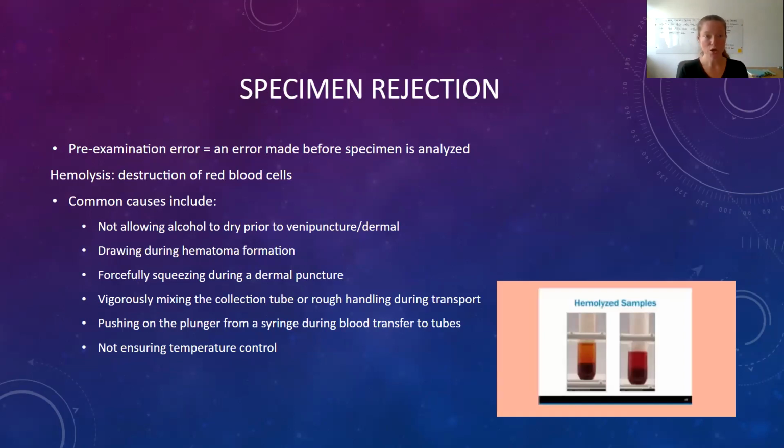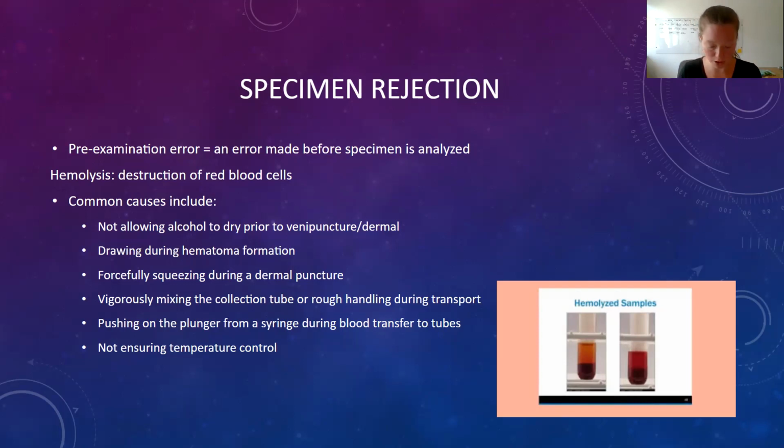So let's talk a little bit about specimen rejection. Laboratory results are only as good as the specimens that are collected and tested. As phlebotomists, we have control over specimen collection. We have control over the handling and the various pre-examination variables, right? Pre-examination errors are basically any error that occurs before the specimen is analyzed. As a phlebotomist, we need to know some different causes for specimen rejection so that we can help to minimize them from actually happening.